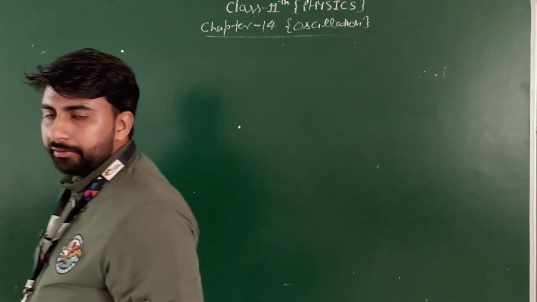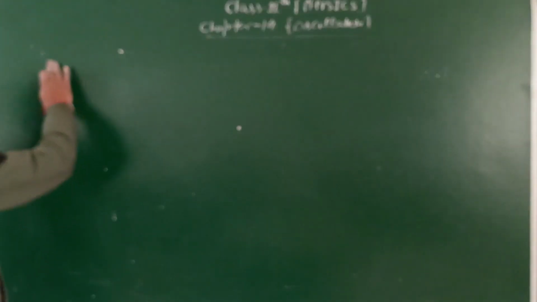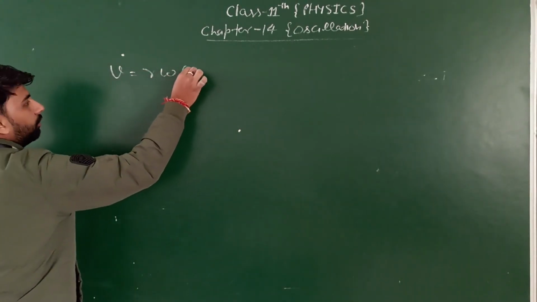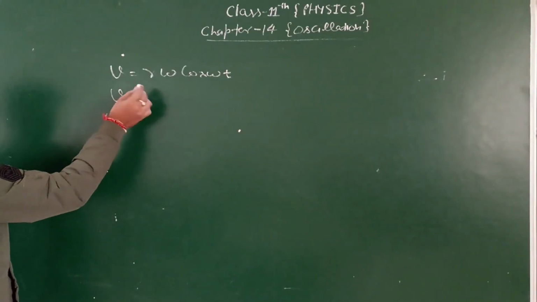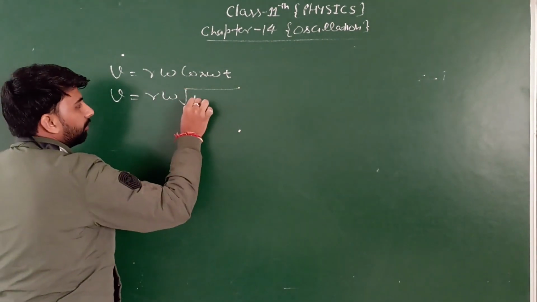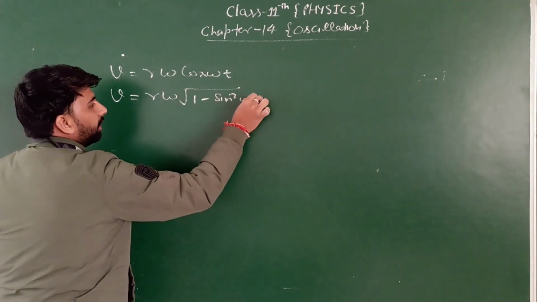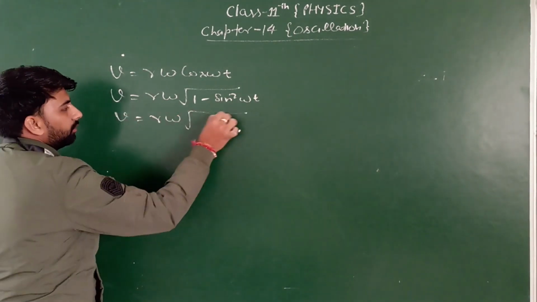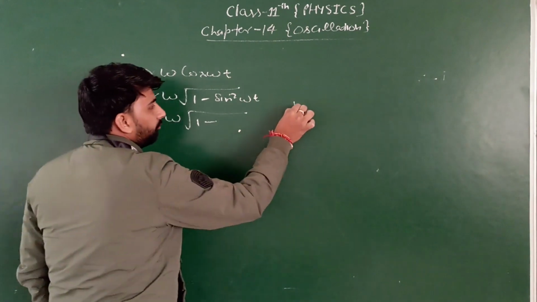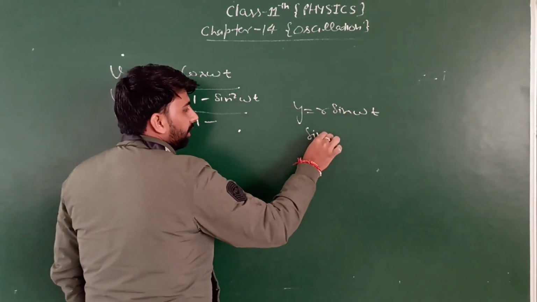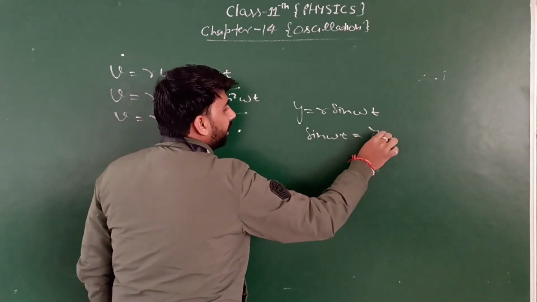So as we calculated the formula of velocity in our previous video, V is equal to R omega cos omega t. This is the velocity, and if we want to convert this velocity into displacement form, we can write R omega square root of 1 minus sin square omega t. V is equal to R omega square root of 1 minus... from the equation y is equal to R sin omega t, we can write sin omega t is equal to y by r.